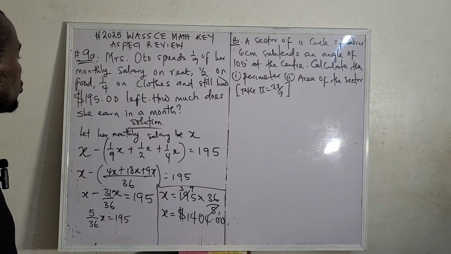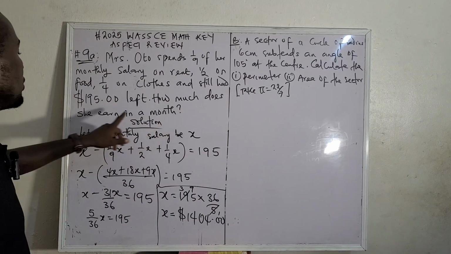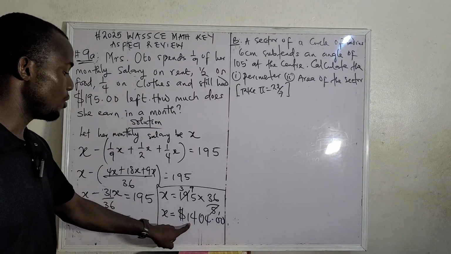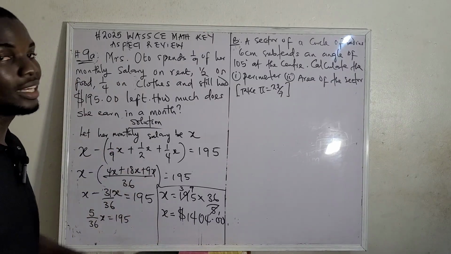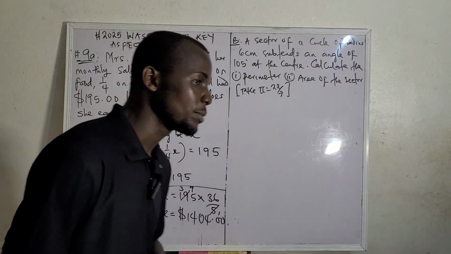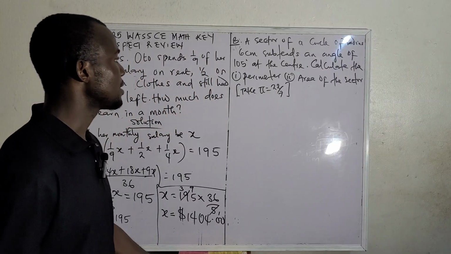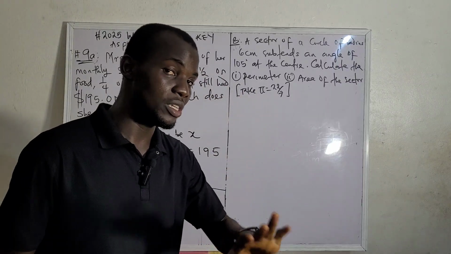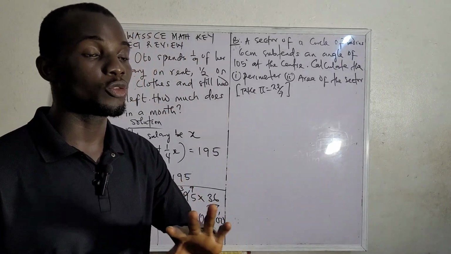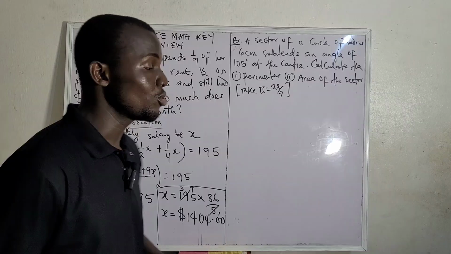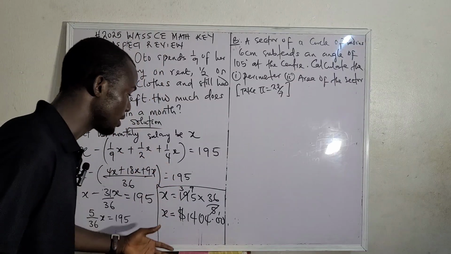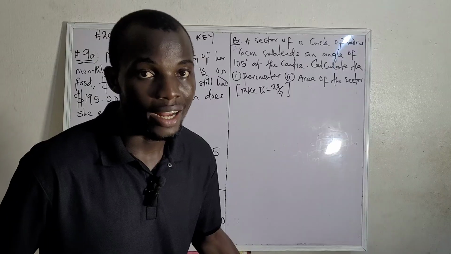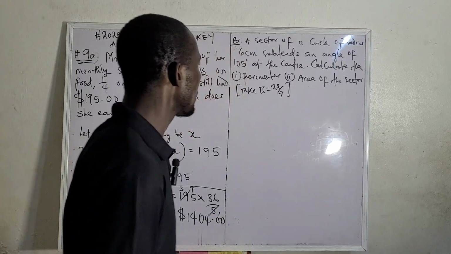So it's good to always conclude and say Mrs. Otto earns $1,404 in a month. Now, this is the second part of this number 9A. Remember, this section B is always 12 marks per question. So the person who solved this correctly and comes over here to solve it correctly already has 12 marks complete.